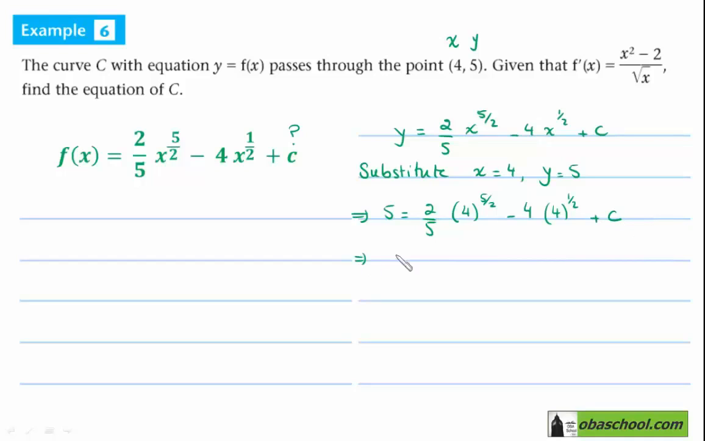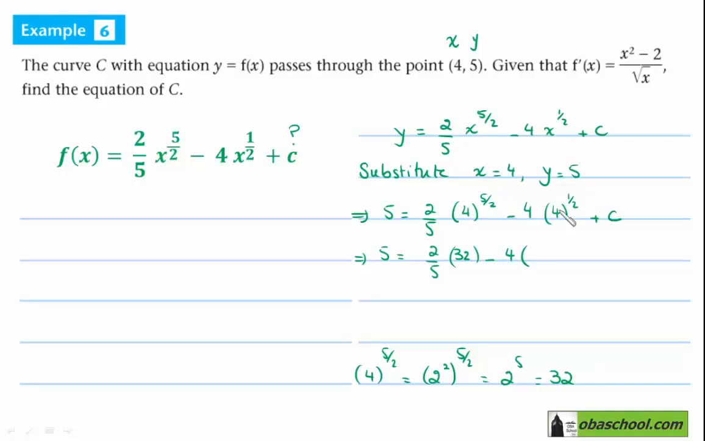Now let's do straightforward calculation. 5 equal 2 over 5 and 4 to the power 5 over 2. We can do it separately using the indices rules. 4 to the power 5 over 2 is equal to, 4 is the same as 2 to the power 2, into the power 5 over 2. So we multiply the powers by each other. Then 2 multiplied by 5 over 2 is 5. Then it's 2 to the power 5, that is equal to 32.